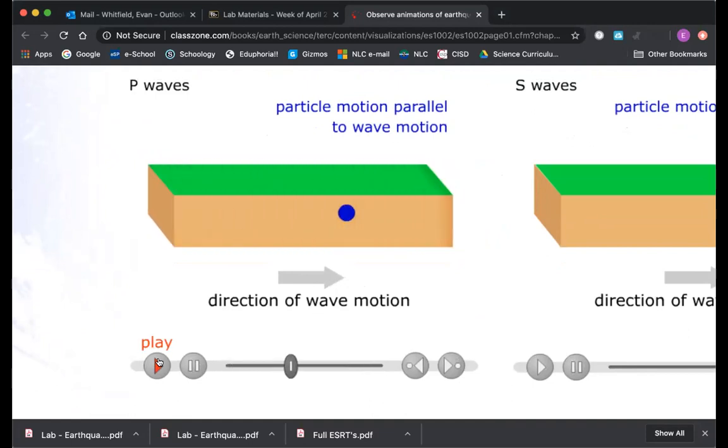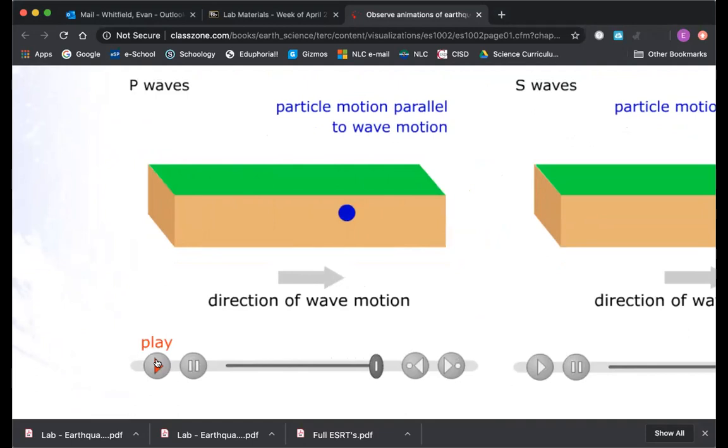And you can see they pulse, like I said. So you're getting a left to right push on that blue dot as that energy moves through. Those are your P waves. And notice that the dot will vibrate the same direction as the waves are moving, or back and forth within that same plane.